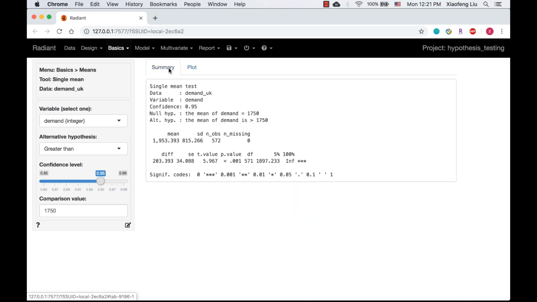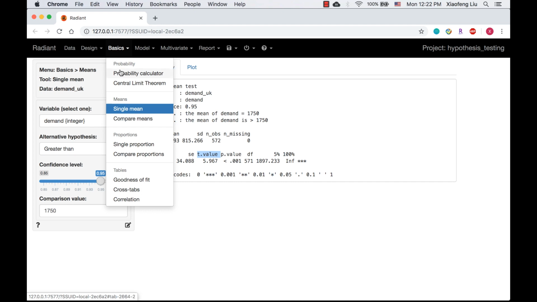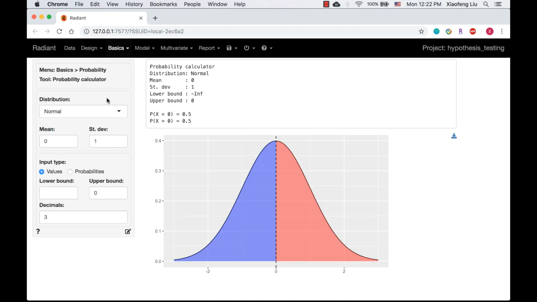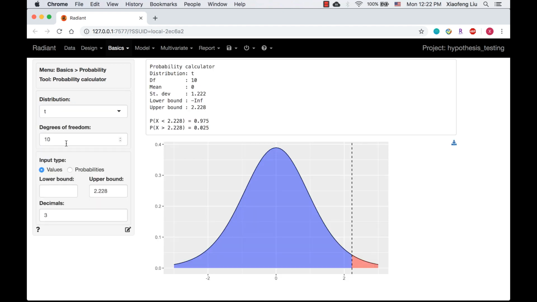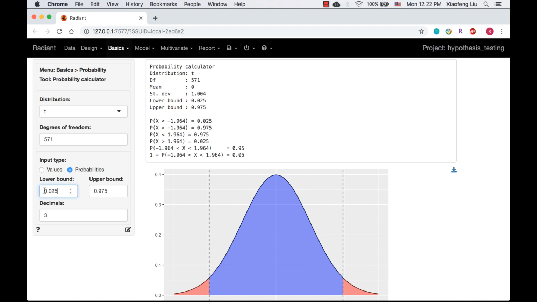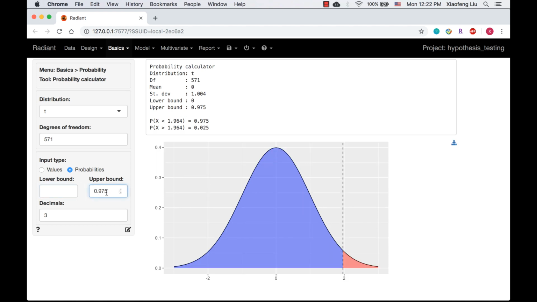The third approach is to compare the calculated t-value to the critical value associated with the significance level 0.05. We can obtain the critical value by using the probability calculator. The distribution type is t-distribution. Degrees of freedom is n-1, that is 571. We will choose probabilities as input type. Since the alternative hypothesis is greater than, we set 0.95 as upper bound. The critical value is 1.648.